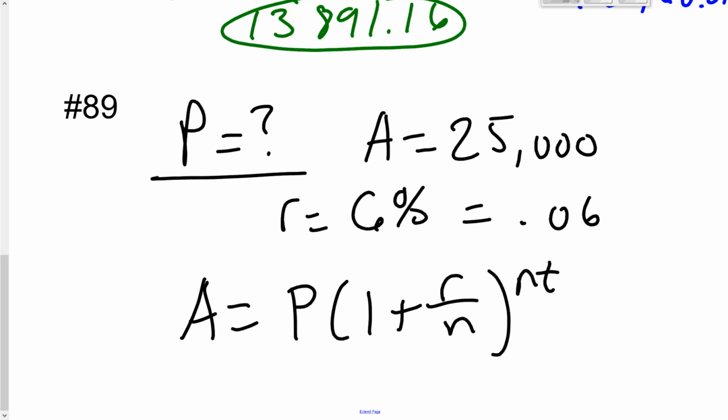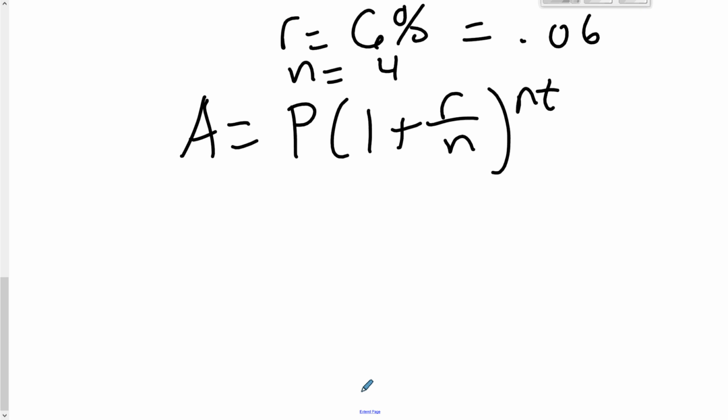Okay, quarterly. So our N is 4 times a year, because there are 4 quarters in a year. And then for 11 quarters. There are 4 quarters in a year, so our time is 2.75 years. Okay, so our T is 2.75. So now we're going to plug this in and figure it out.